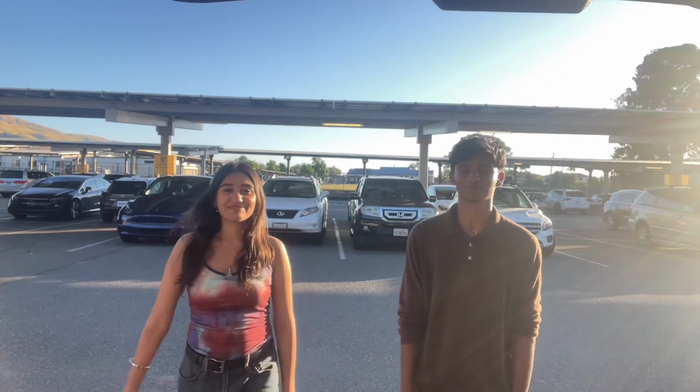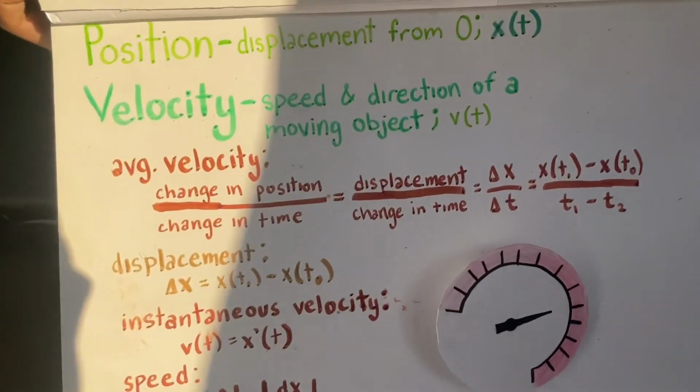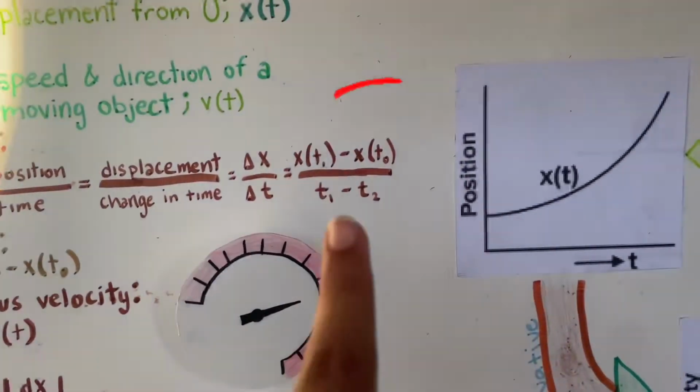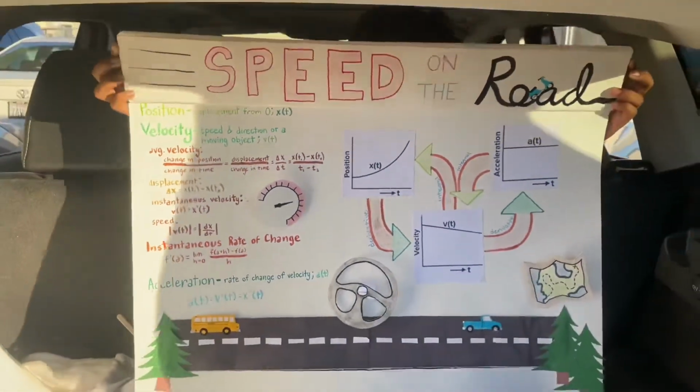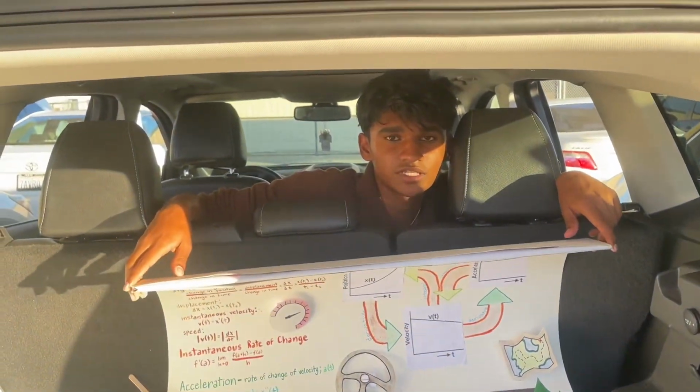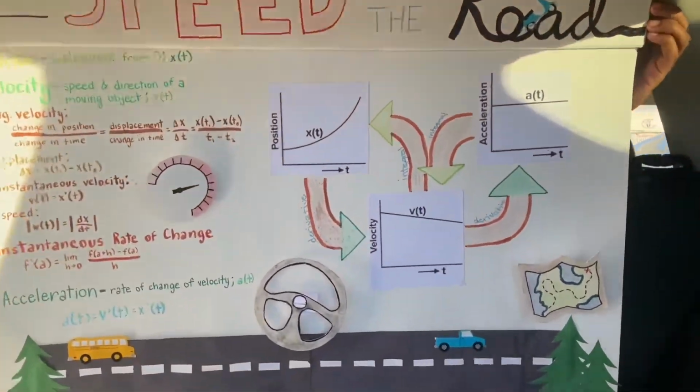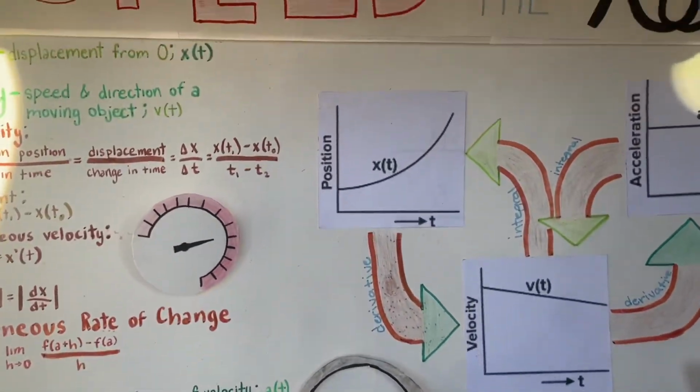Let me show you. The velocity determines the speed and the direction of the car. You can use this formula to find the value of the velocity at a given time t. So then how are the velocity and the position related to each other? You can find the velocity by taking the derivative of the position equation.